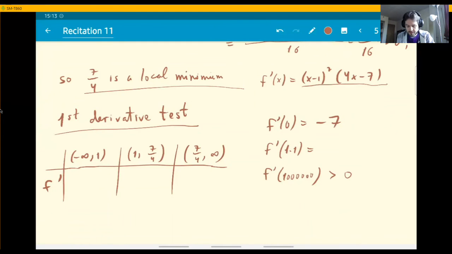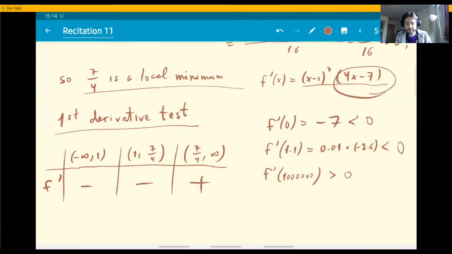And then what about 1.1? Well, that one, just do it with a calculator. So when you plug in 1.1 in the second factor here, that's a minus 2.6. And the first factor is just some positive number. So this is negative. All right, so we have the signs of f prime: negative, negative, positive. As I said, 7/4 really is the only location where it's going to change sign because of this piece. The first piece is not changing sign.